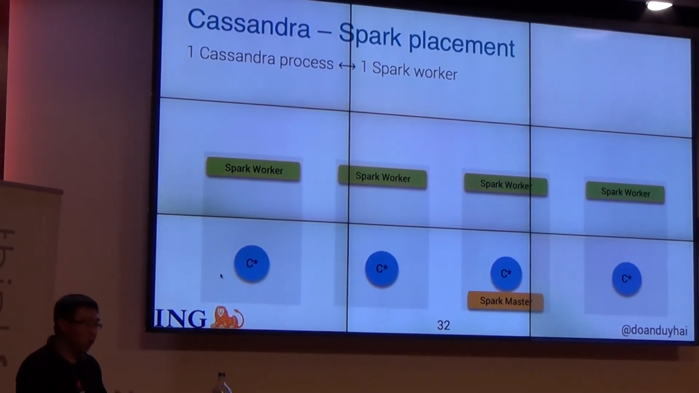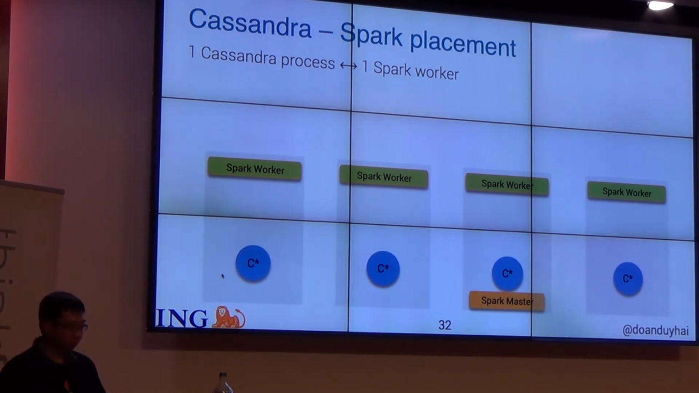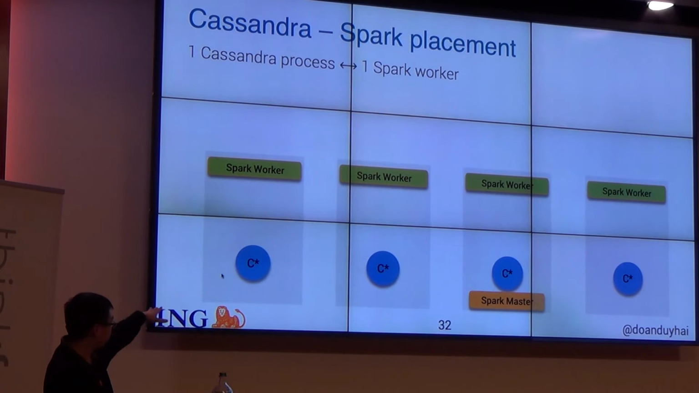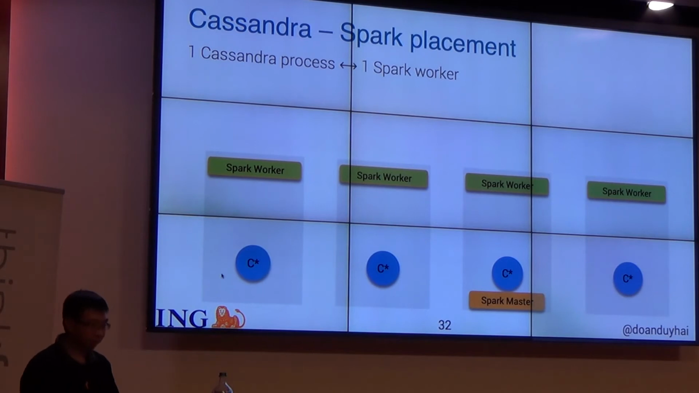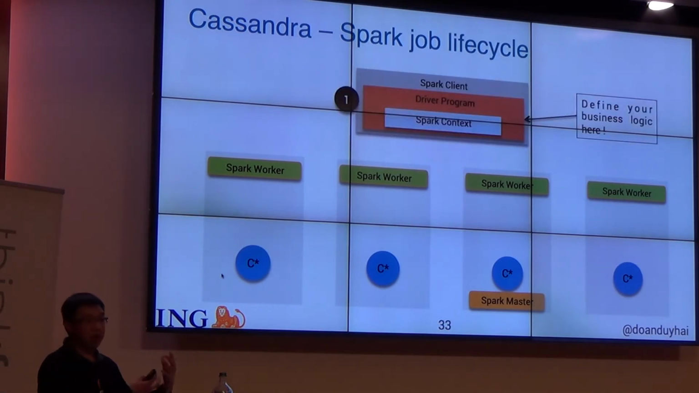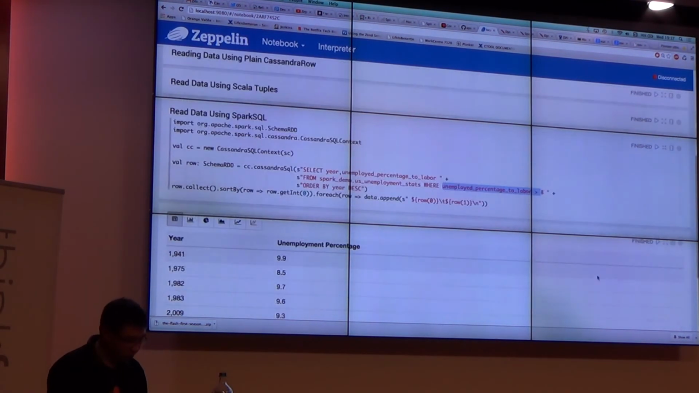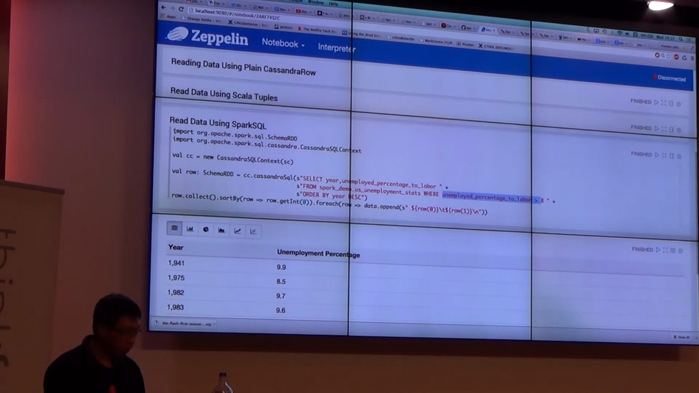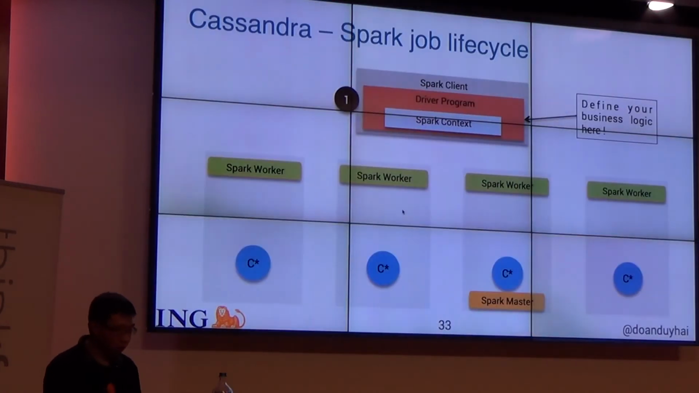So how does it work? We want a one-to-one relationship between the Cassandra process and the Spark worker to guarantee data locality. Here I have 4 machines, 4 Cassandra processes, 4 Spark workers, and 1 Spark master sitting around. First, I have my Spark client, my driver program. This piece of code is my driver program, where I define my business logic. That's all, just a question of vocabulary.